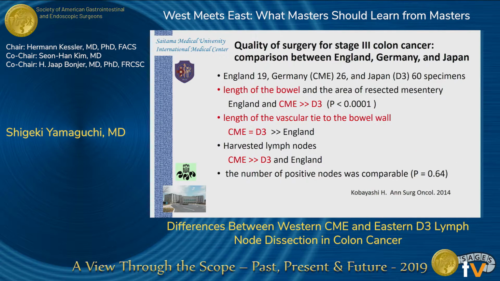This is very interesting literature. This is the comparison of the English and German CME specimens and the Japanese D3 specimen. The length of the bowel is larger in England, and also in Germany with CME, and the Japanese D3 is a significantly shorter bowel resection. For the length of the vascular tie to the bowel wall, which shows how much of the central part is removed, D3 and CME are very similar, and England is shorter. The harvested lymph node number is largest with CME, and D3 and England are significantly lower. The number of positive lymph node metastases is comparable for all the specimens.